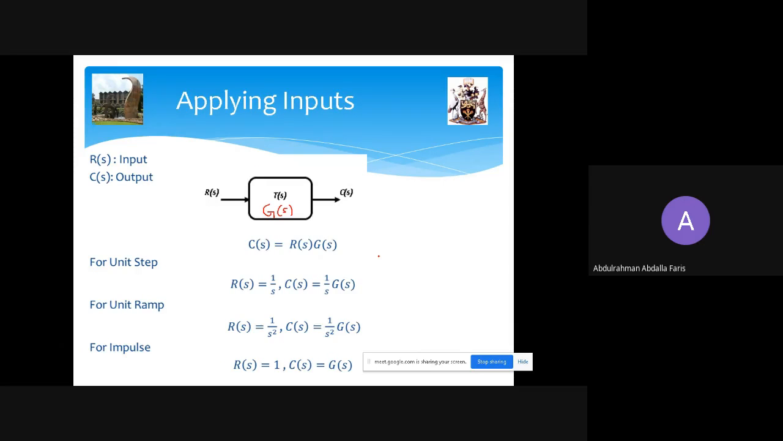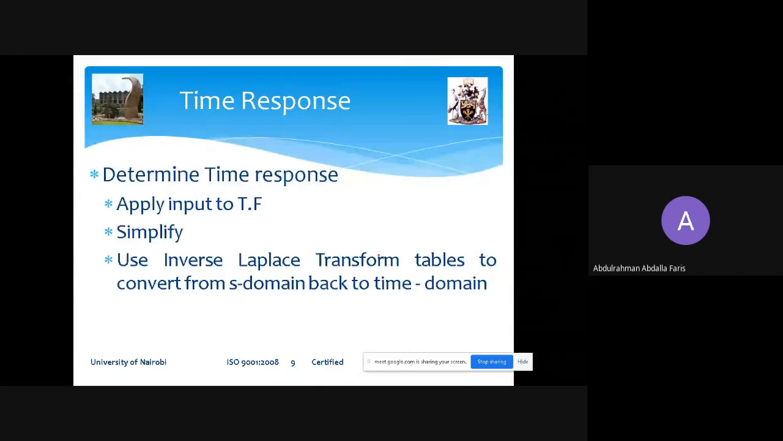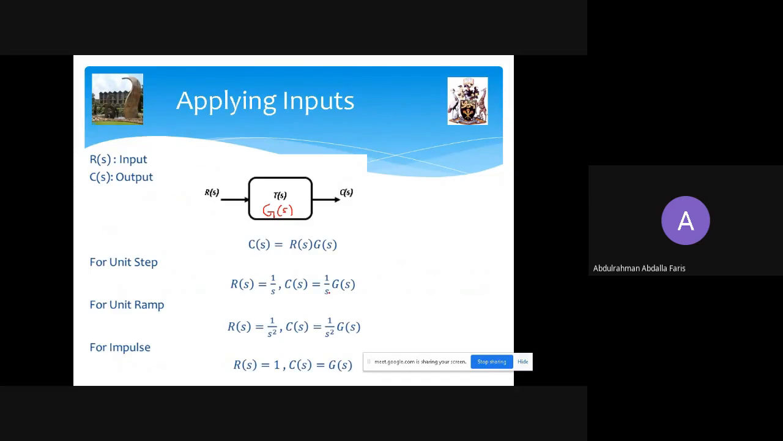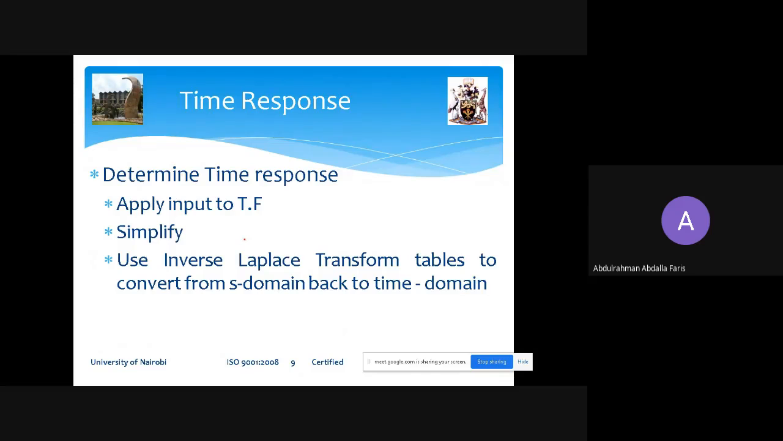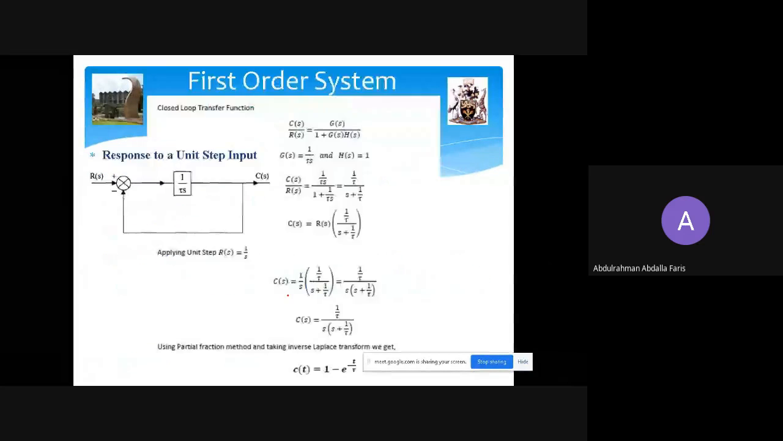So the way we determine the time response of a system: first, we apply the input to the transfer function, as we saw here, and then we simplify if it's necessary. After that, what we get from applying the input signal to it, we use inverse Laplace transform tables to convert from the s domain back to the time domain.